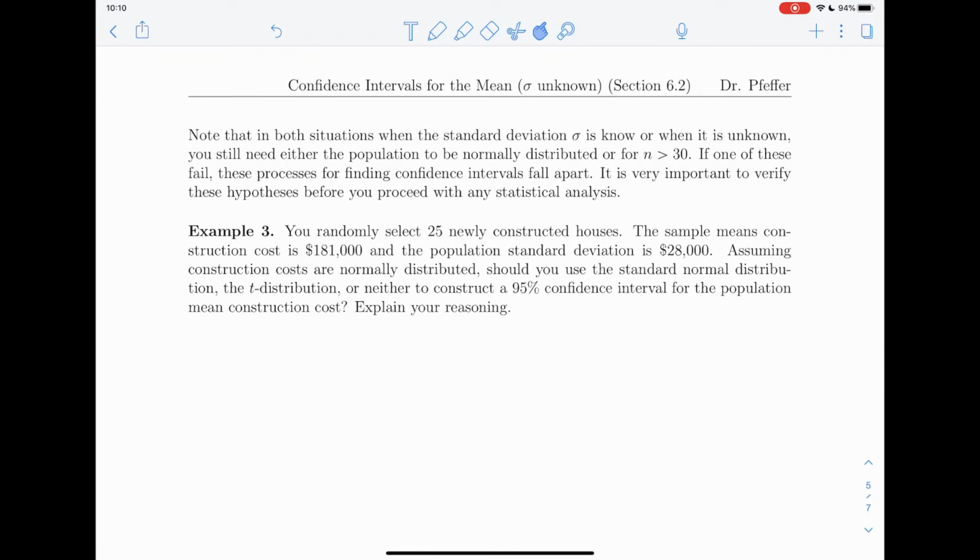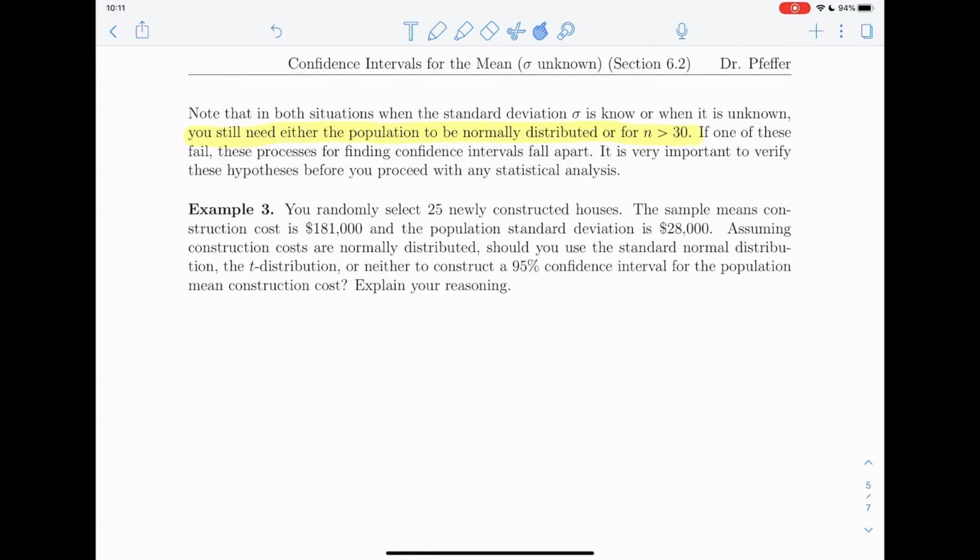And I made this earlier in this handout, but we'll make it again. We'll note here that in both situations, whether sigma was known or unknown, either way, you still need the population to be normally distributed or your sample size needs to be sufficiently large. If both of these fail, then everything here falls apart, regardless of whether you know your standard deviation or not. So what I would recommend is when you tackle a random problem where you don't really know how to proceed, it all comes down to verifying the hypotheses, and that should point you in the right direction.